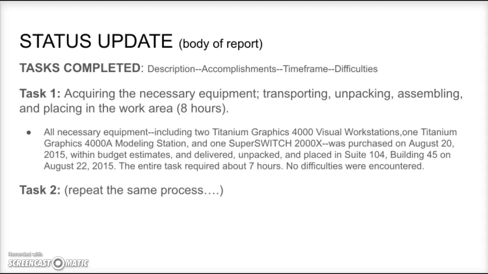All necessary equipment, including 2 Titanium Graphics 4000 visual workstations, 1 Titanium Graphics 4000A modeling station, and 1 Super Switch 2000X was purchased on August 20th, 2015, within budget estimates and delivered, unpacked, and placed in Suite 104, Building 45 on August 22nd, 2015. The entire task required about 7 hours. No difficulties were encountered. And of course, you would repeat the same process, giving this kind of detail for each task that you might have already completed.